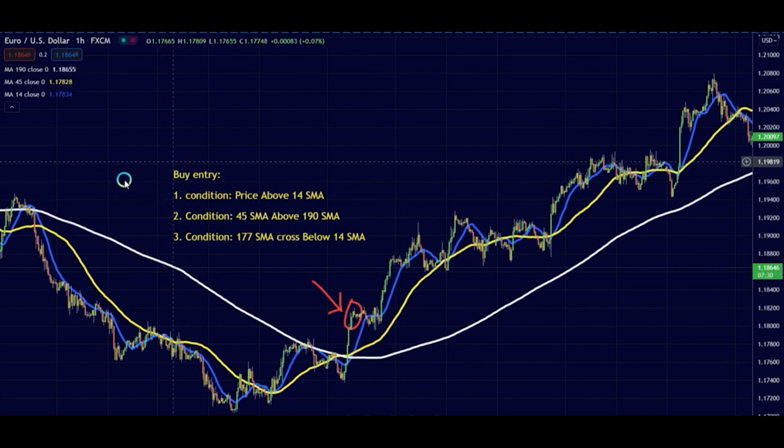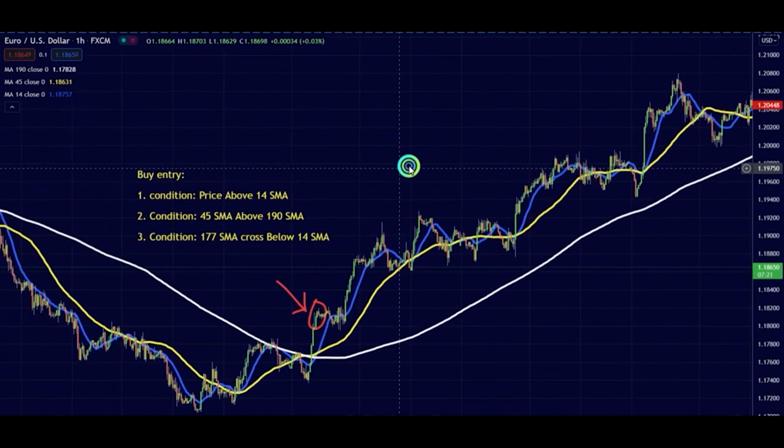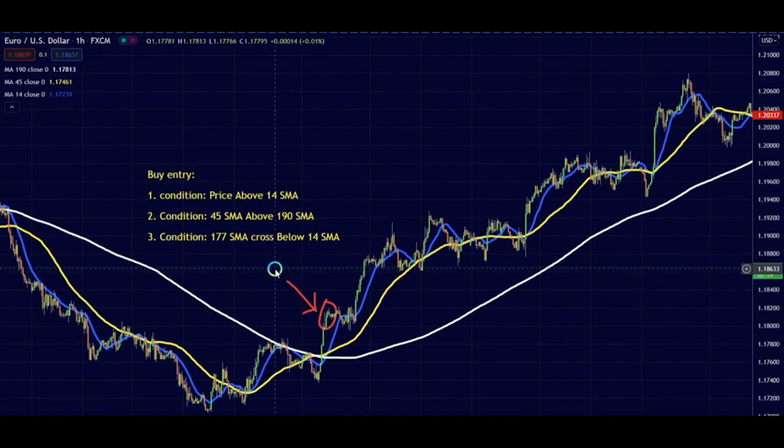So basically we have three conditions, and I will go through the conditions and show you how to trade with this setup. Our buy entry is the following: when the price is above the 14 period simple moving average, that is our first condition. Our second condition is when the 45 period moving average is above the 190 period moving average.